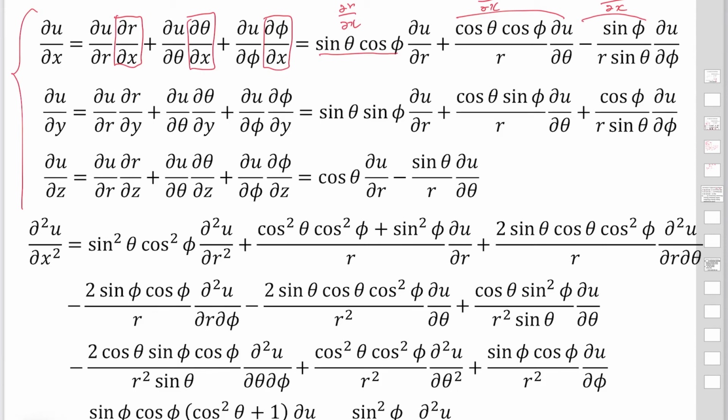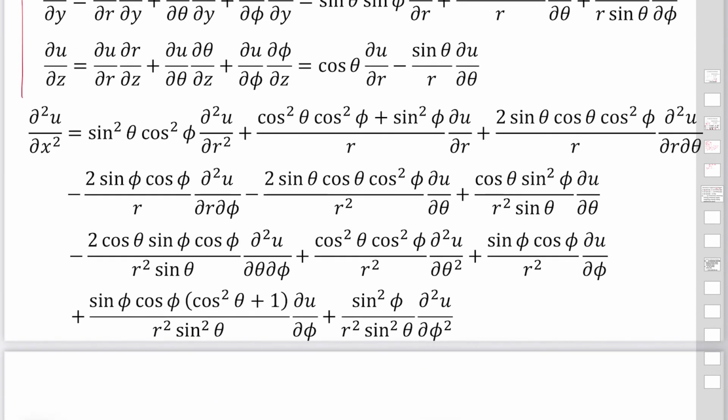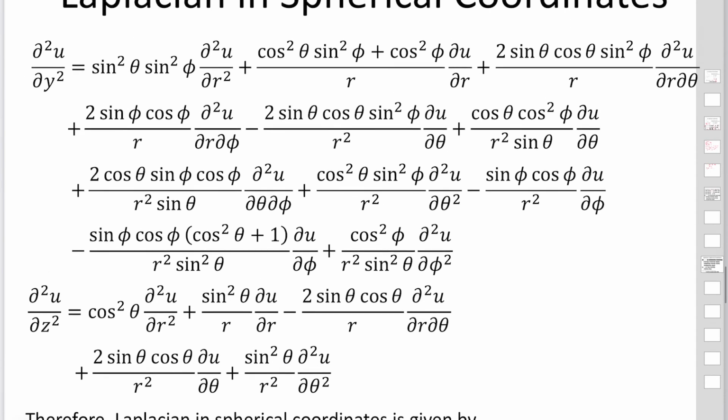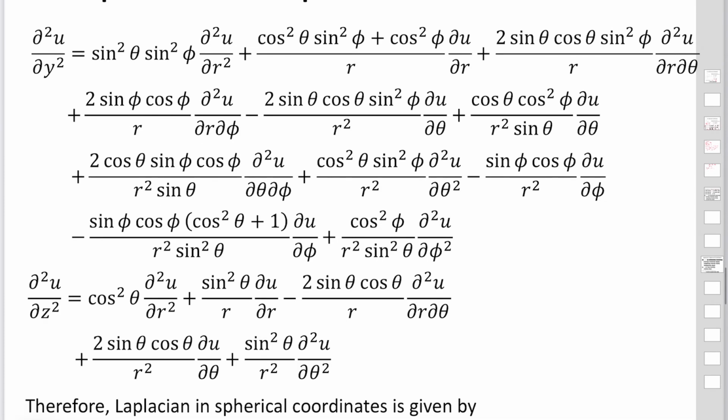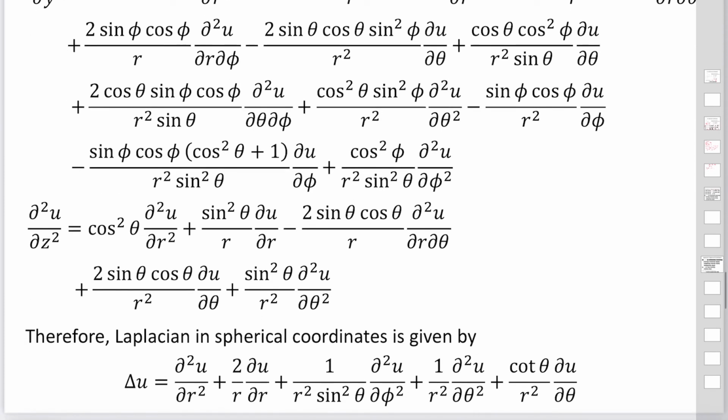Then we keep calculating the same way to find the second partial derivative of u with respect to x. These are really complicated equations for the second derivative of u with respect to x. Also, you could perform a similar calculation to find the second partial derivative of u with respect to y, expressed like this. And also the second partial derivative of u with respect to z in the same way.